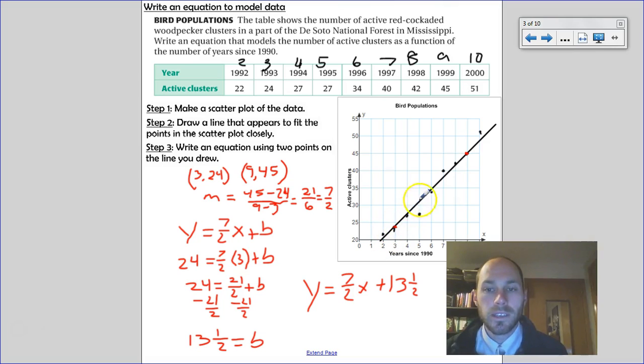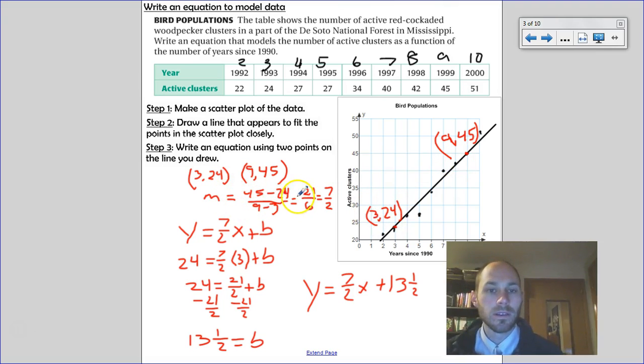Okay, so we can see the points that were plotted that represent the years versus the active clusters. And then I drew a line of best fit. I got about half the points above the line, half the points below. And I even went through a couple of the points. And then in order to write the equation, I picked out 2 points on the line. So I picked (9, 45) because it went right through that point. And then I picked another point that it went through, (3, 24), because my line went through one of the points that I plotted on there. And I used those 2 points to create an equation.